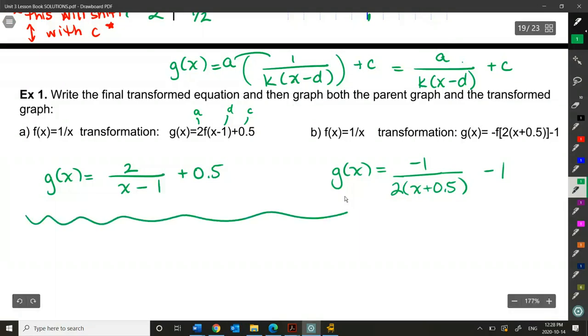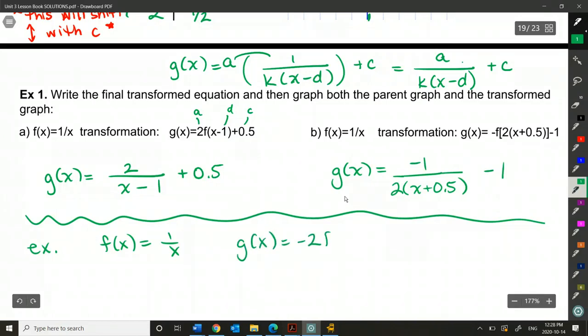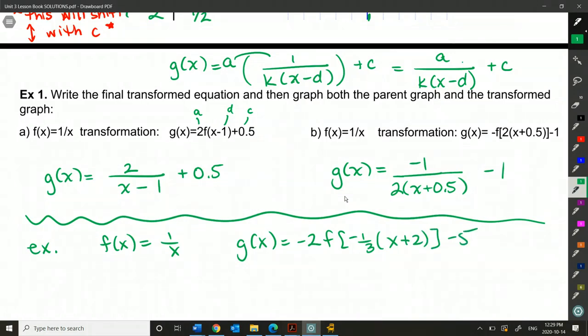Okay, here's a question. What if my parent function is 1 over x and my transformed function is something like -2 f at -3x? Actually, let's even do -1/3 x plus 2, minus 5, let's say. So there's a little bit of math that we need to do here. What's my initial substitution? What does this look like? Lauren?